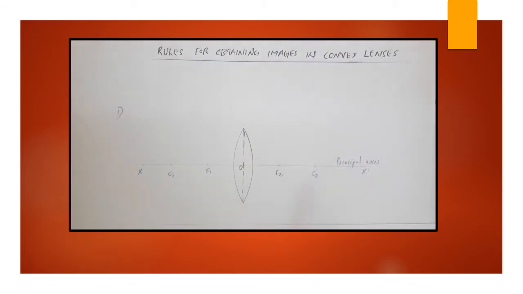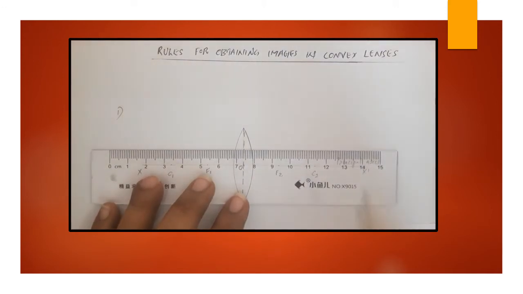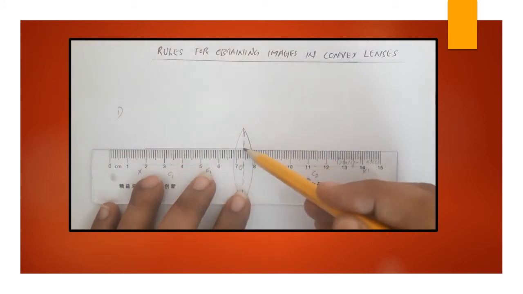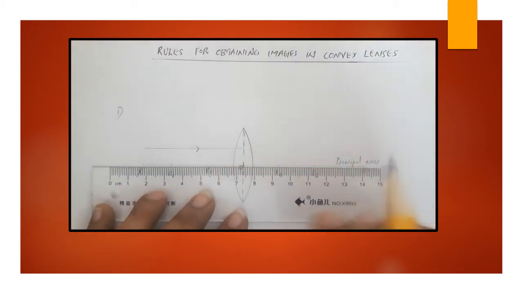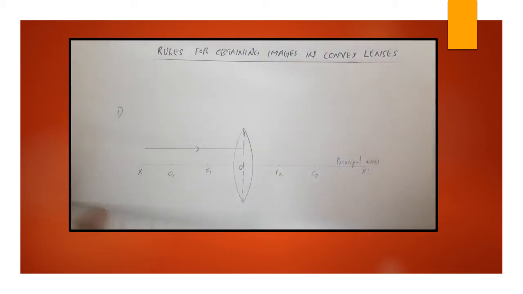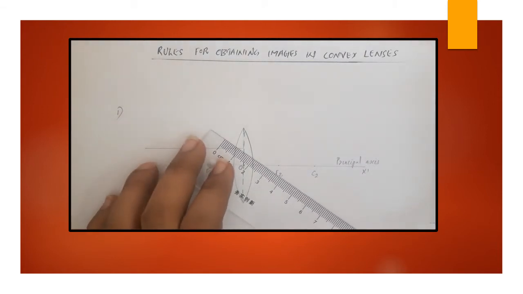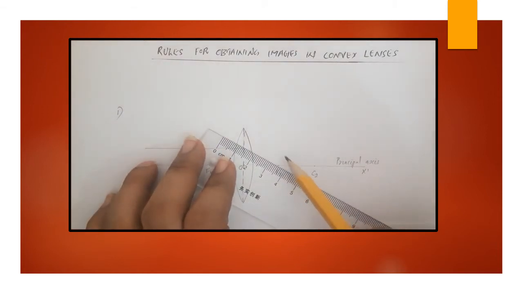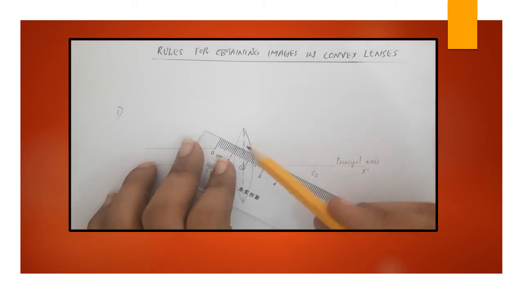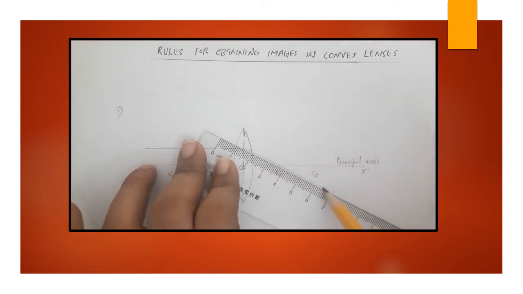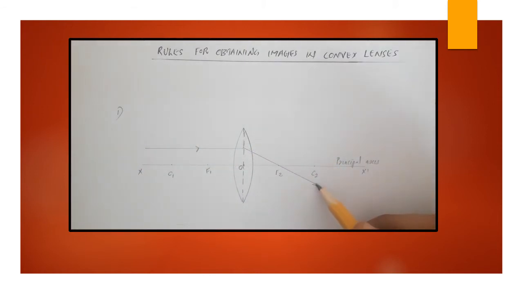So first rule, a ray of light that enters parallel to the principal axis, this is our principal axis, to a convex lens after refraction will move through the principal focus. This is our principal focus. So it will move through the principal focus after refraction. This is our rule 1.